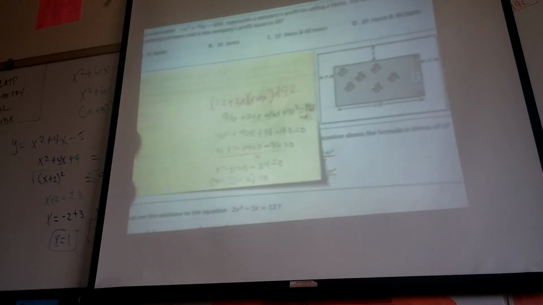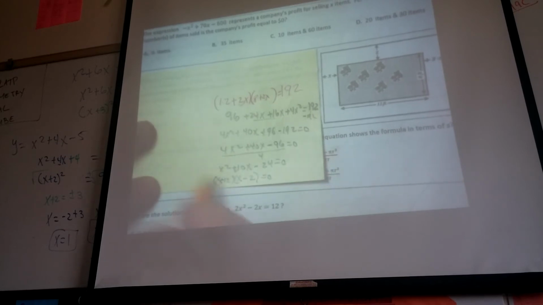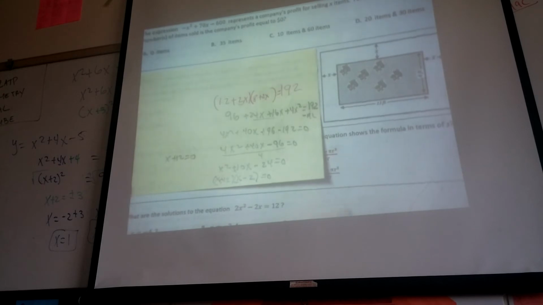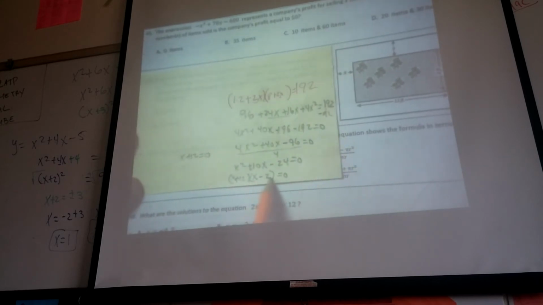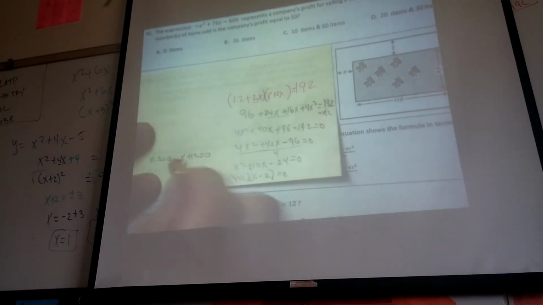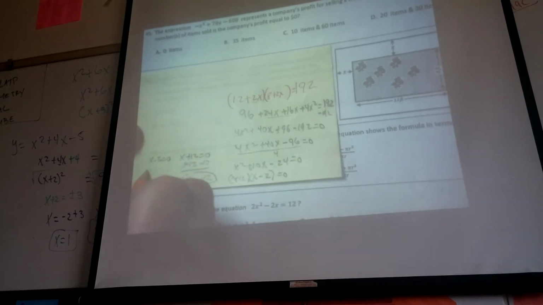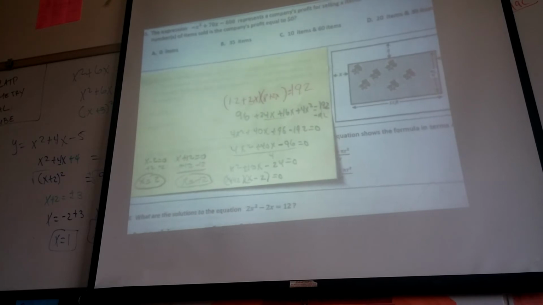Now, when you solve this, you need to say x plus 12 equals 0. And also this one, x minus 2 equals 0. Just subtract 12 from both sides. Let me show you here. x equals negative 12. And here, x equals 2. Now, which solution would you choose?